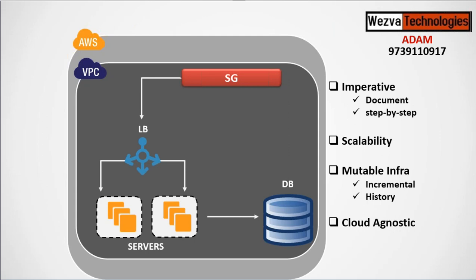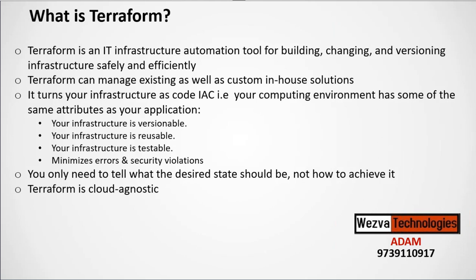and it should be an immutable infra in which you are not going to update the same thing. You should be able to recreate and maintain the history. And finally, it should be cloud agnostic. Cloud agnostic means today I'm working on AWS, the same way I can easily manage Azure or GCP. So that's when we come into a tool called Terraform.